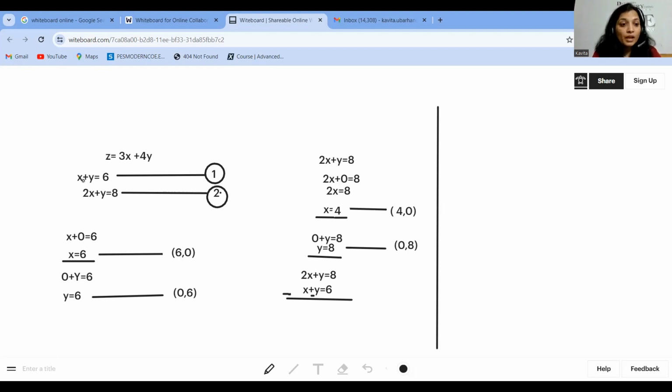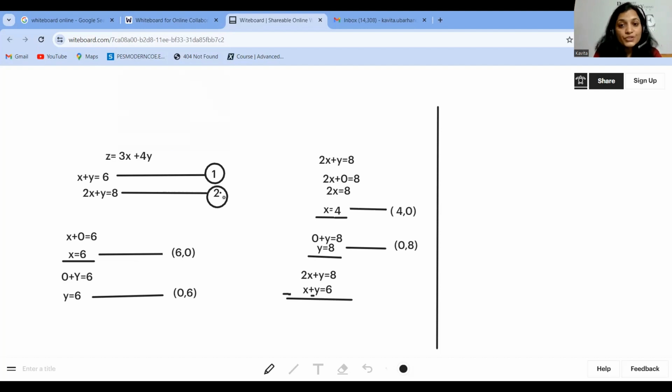So here x plus y is equal to 6. That is the first inequality we have considered as an equality. This is your equation number 1. Then the second constraint is given, 2x plus y is less than or equal to 8. We have considered 2x plus y is equal to 8. Let us suppose this is your equation number 2.